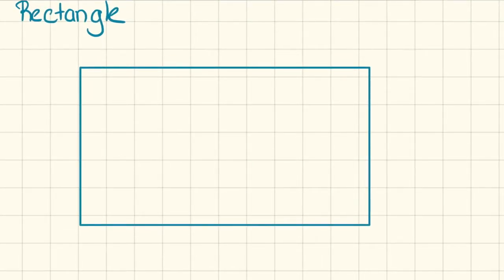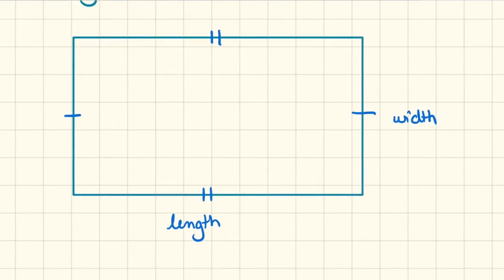There are things that we know about a rectangle. We know that what makes a rectangle is that these sides and these sides are the same length, so we denote them using these little lines or dashes. We also know that this is usually considered the length of the rectangle, whereas this is considered the width. For the purpose of calculating perimeter and area today, we are going to call this L, and we're going to call this W, just to make it easier.